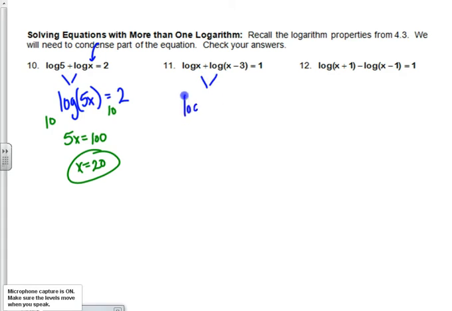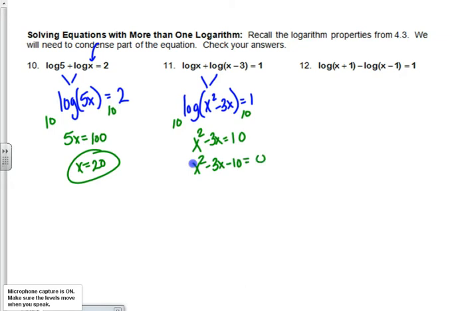So bringing these logs together, if I multiply x times x minus 3, I get x squared minus 3x equals 1. I have a common base of 10 here, so exponentiate with a 10. X squared minus 3x, and then 10 to the first, of course, is 10, and this is definitely a quadratic that I'm going to solve by factoring. I get x minus 5, x plus 2 for my factors. So supposedly I have two answers, x equals 5 and x equals negative 2.